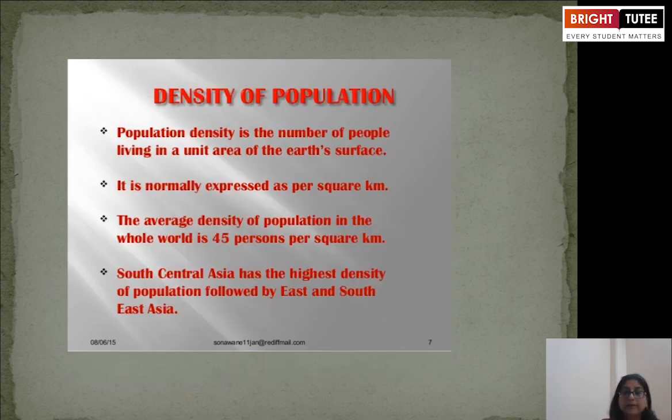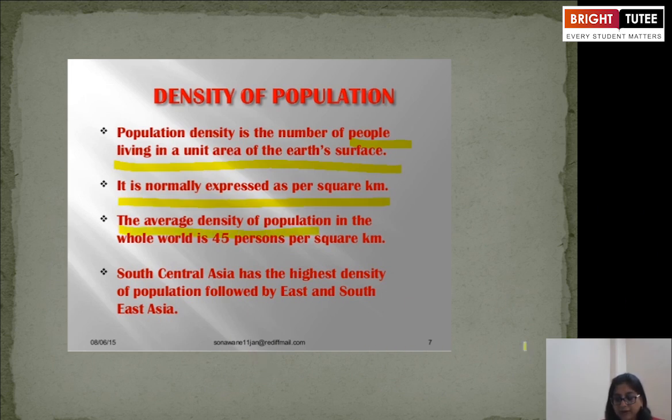Now, the density. That means how many people are living in one particular area. What is that? Population density is the number of people living in a unit area of the Earth's surface. It is normally expressed per square kilometer, and the average density of population in the whole world is 45 persons per square kilometer. South Central Asia has the highest density of population, followed by East and Southeast Asia.